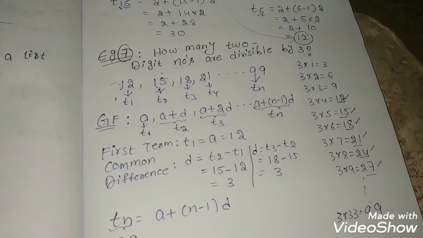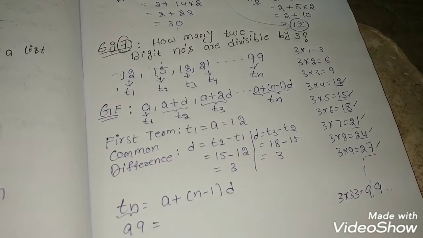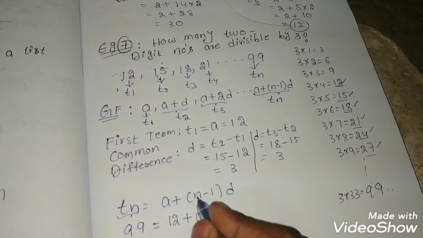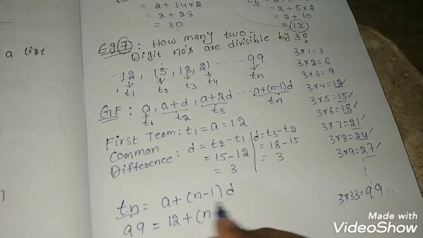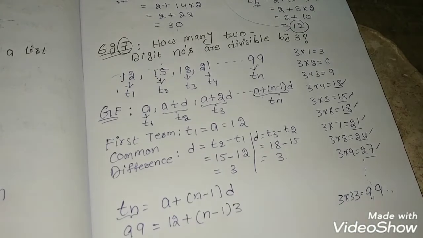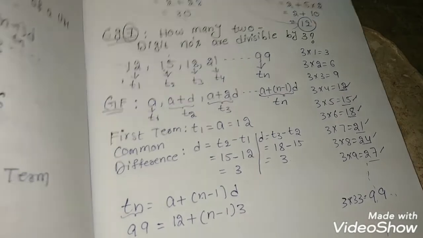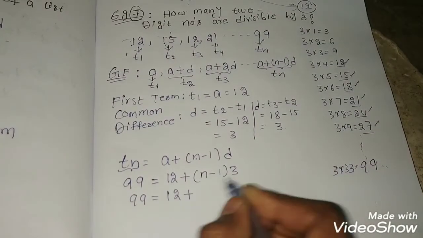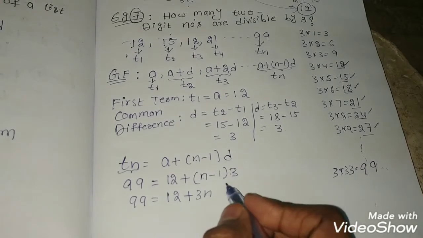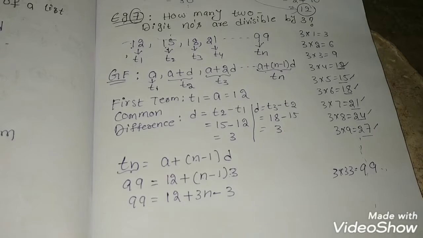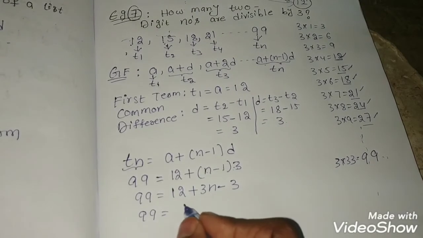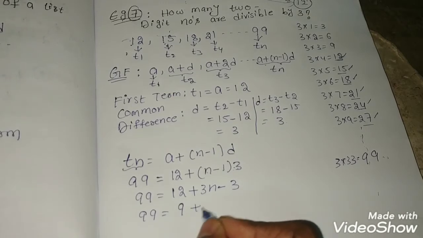Term n, 99, is equal to, what is a? The first term, that is 12, plus, what is n? We need to find the number of terms, so n itself, minus 1 into d. What is the difference here? 3. So 99 is equal to 12 plus, multiply 3 into n. What do we get? 3n minus 3 into 1, we get 3. Okay, so 99 is equal to 12 minus 3, what? 9, right? 9 plus 3n.